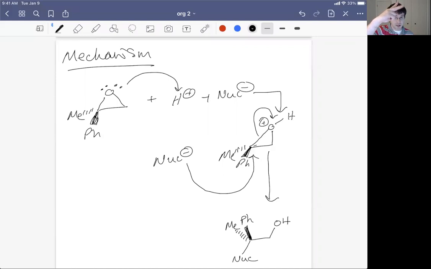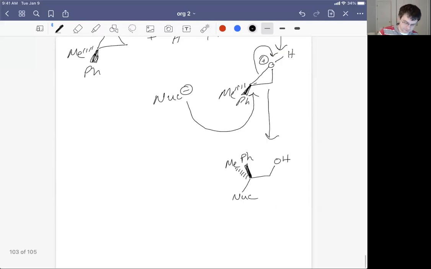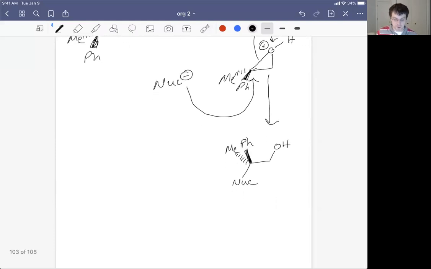But what was a wedge stays a wedge. What was a dash stays a dash. By flipping them up like this, we do the inversion process ourselves without having to worry about flipping wedges and dashes around. So you just add the nucleophile underneath, take the stereocenter, push it up, and you'll get the stereochemical information right because it will match the starting material under that drawing depiction. Okay. So we show this formation of the single stereoisomer.